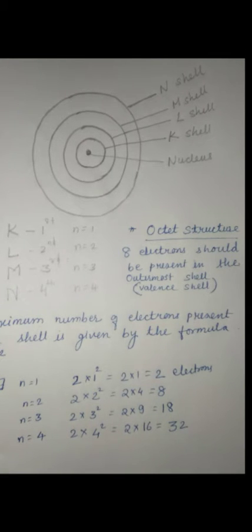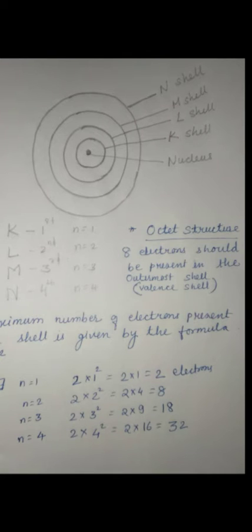Now what is this octet structure? Octet structure means 8 electrons should be present in the outermost shell. The outermost shell is also called the valence shell. So to attain the octet structure, that is making 8 electrons in the outermost shell, this has to be attained, because without that they are not completely stable, they are reactive.